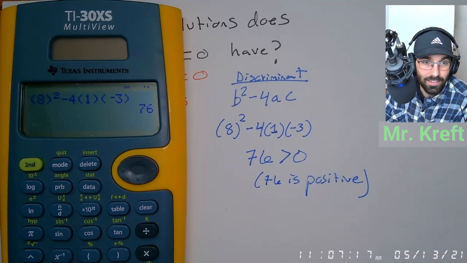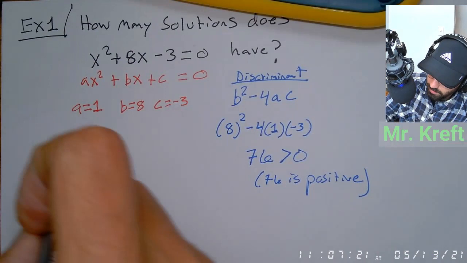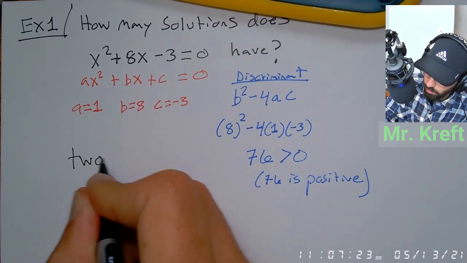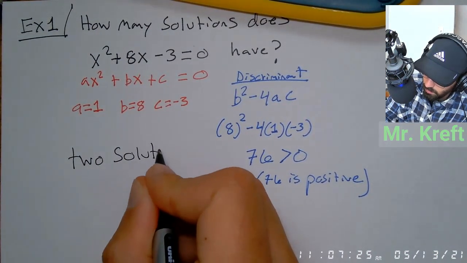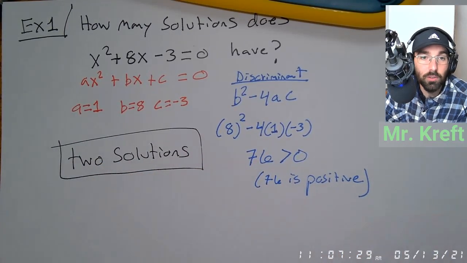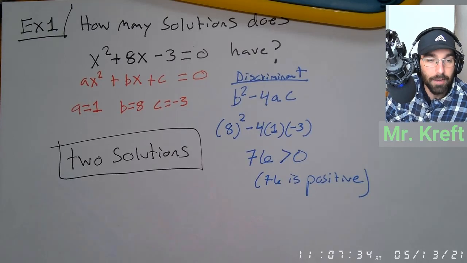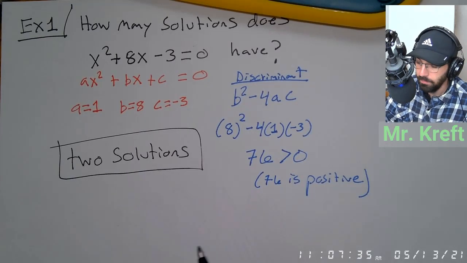Right, 76 is positive, and that means we are going to have 2 solutions. And I'm boxing 2 solutions because that's what the question asked. It said, how many solutions do we have? And we have 2 solutions.